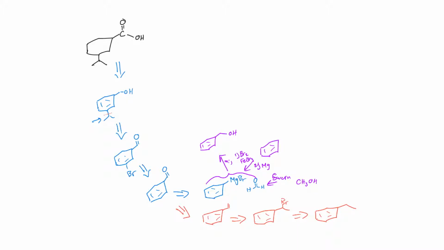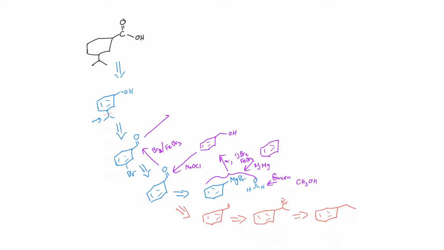That's not a meta-director though, so I can oxidize that. Let's use bleach in this case, just because it's fun and green, greener than the Swern or the PCC type reagents. Now I have a meta-director, and I can add the bromine meta using Br2, FeBr3. And I'm going to branch off here again.